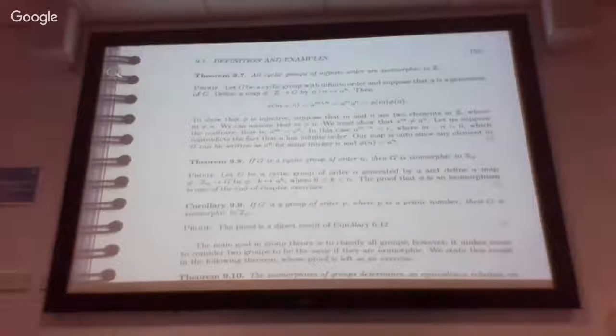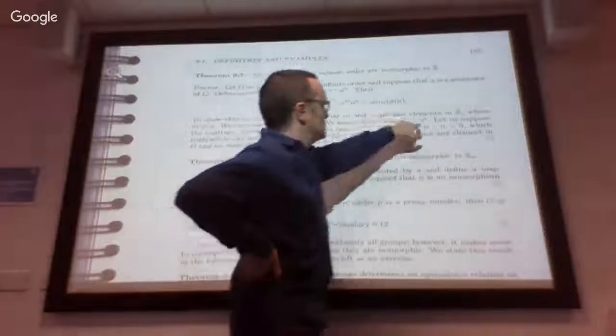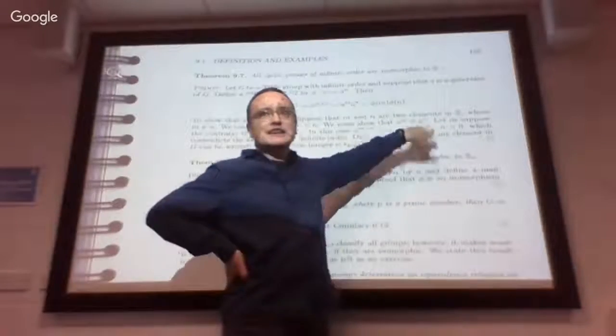The element is finite order. But it isn't. It's a generator of an infinite cyclic group, so it can't have finite order. That's a contradiction. It contradicts the fact that it has infinite order. So this assumption can't be true, so it must be true that a to the m is different from a to the n. So that shows the map is injective. If you've got different arguments, m and n, they get sent to different elements.